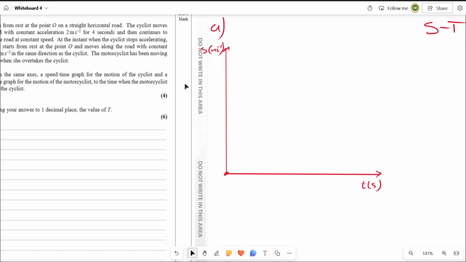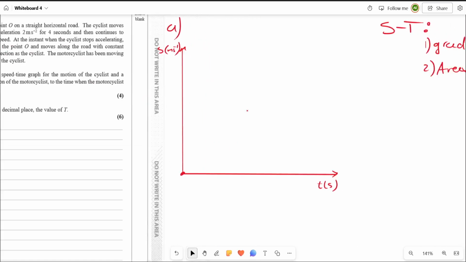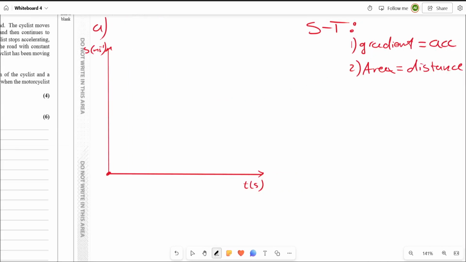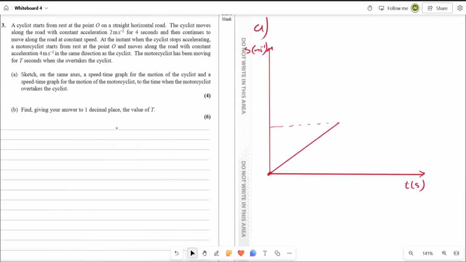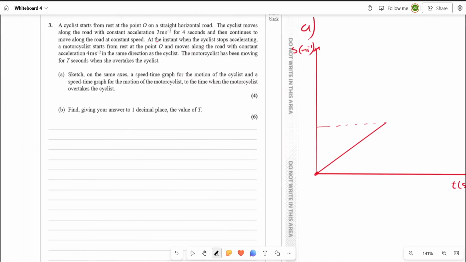Since this is a constant acceleration, that means that my gradient is constant. My acceleration is 2, that means my gradient is 2. A constant gradient looks like a straight line, right? So the cyclist is going to be moving with a straight line, something like this, up to a certain velocity, and then after that he's going to start moving at constant speed.